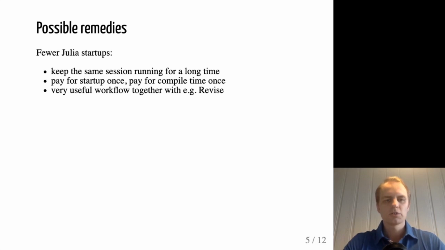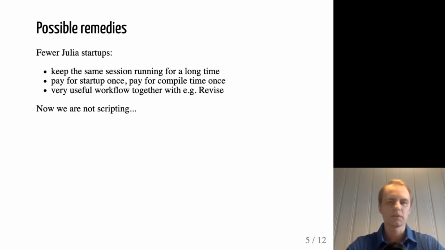So there are a few possible remedies to this. The first one, related to the startup time, is that you can reduce the number of Julia startups. This is often a recommended approach: you keep the same Julia session alive for a long time, and then you continuously evaluate your code in the same session. Then you only pay for startup once, and you pay for compile time once. This is a very useful workflow, for example, together with Revise to update code on the fly. But now we're not really scripting. So that's a little bit of a problem.